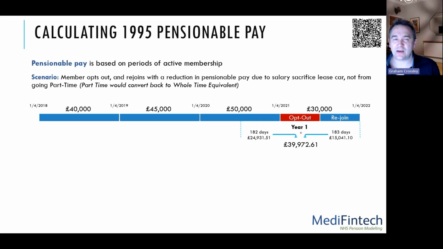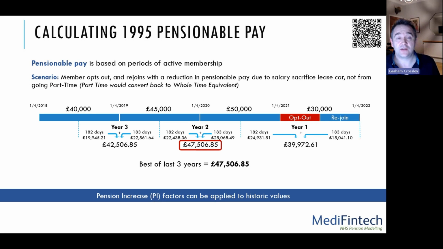£39,972. So we now need to look back for the other 2 years. So again, we go back for another 365 days, and adding those two together gives us 47,500, and then back to year 3 and do the same process again. That's 42,500. So the best of the last 3 years is actually that bit in the middle, the 47,506.